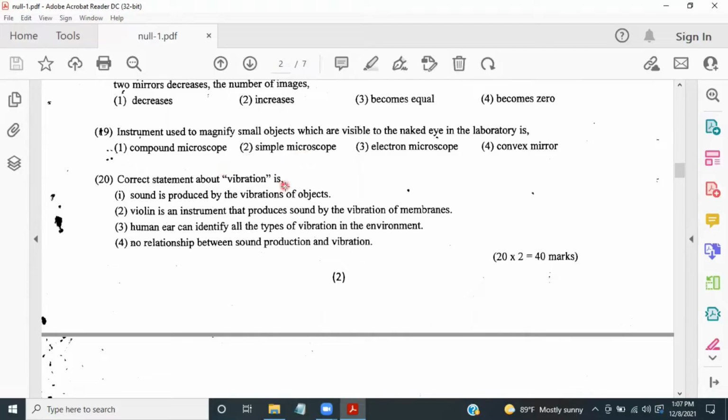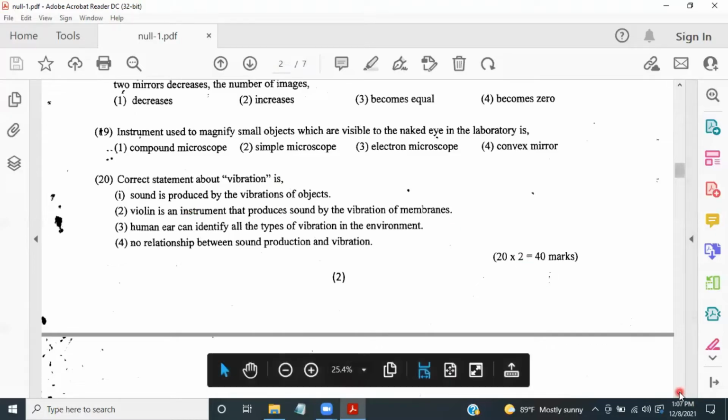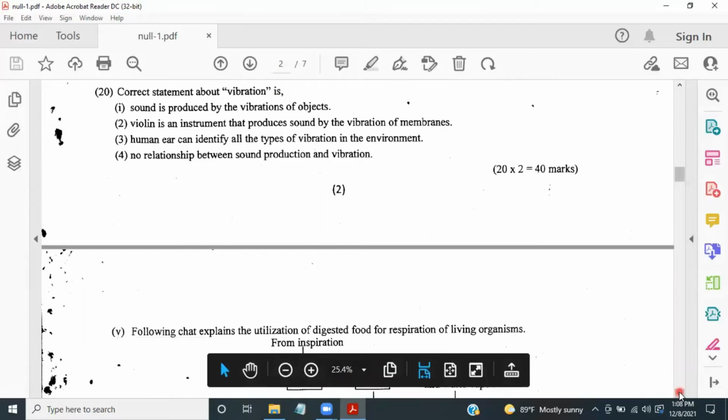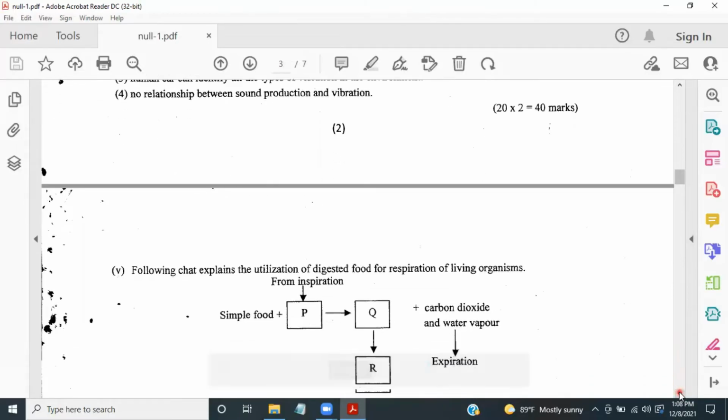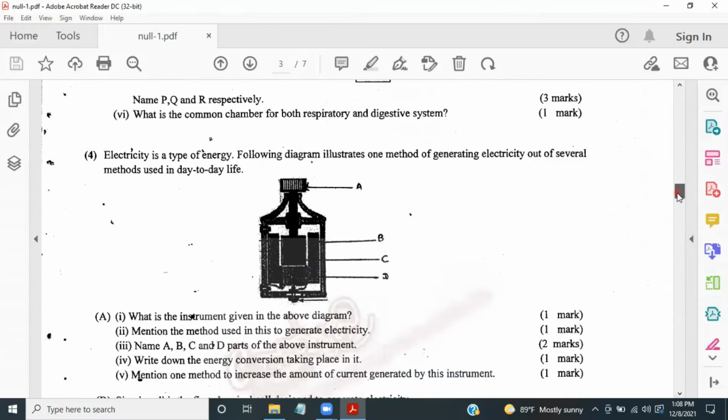Correct statement about vibration is answer number 1. Sound is produced by the vibrations of objects.